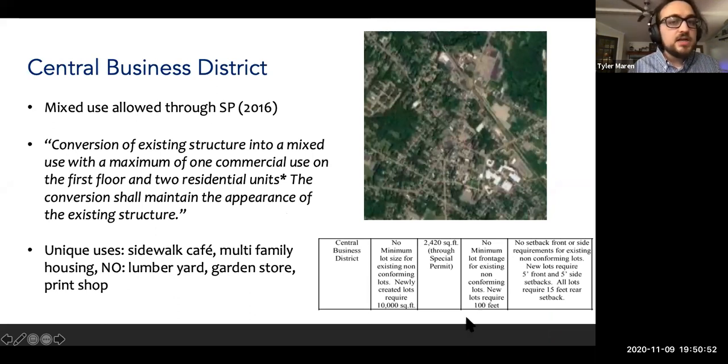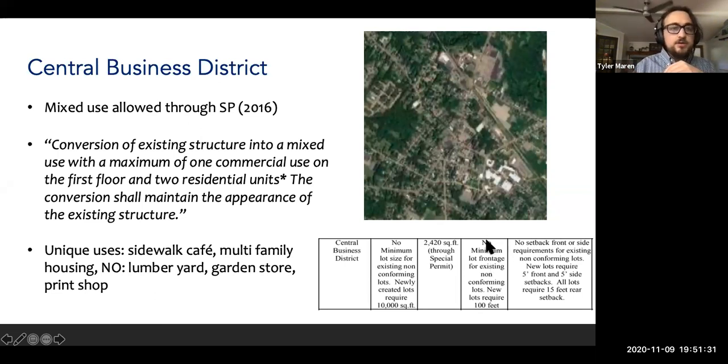Next is the Central Business District. This is the traditional town center, the traditional heart of Bridgewater. The dimensional regulations here are interesting. Basically, everything is grandfathered in. For existing lots, there's no minimum lot size and no minimum lot frontage. If it's there, it can continue to be there. There are requirements for newly created lots, but they allow for much smaller and denser lots than anywhere else in town. So it seems to be designed very much with that dense, walkable feel that it has, and to continue that onward.